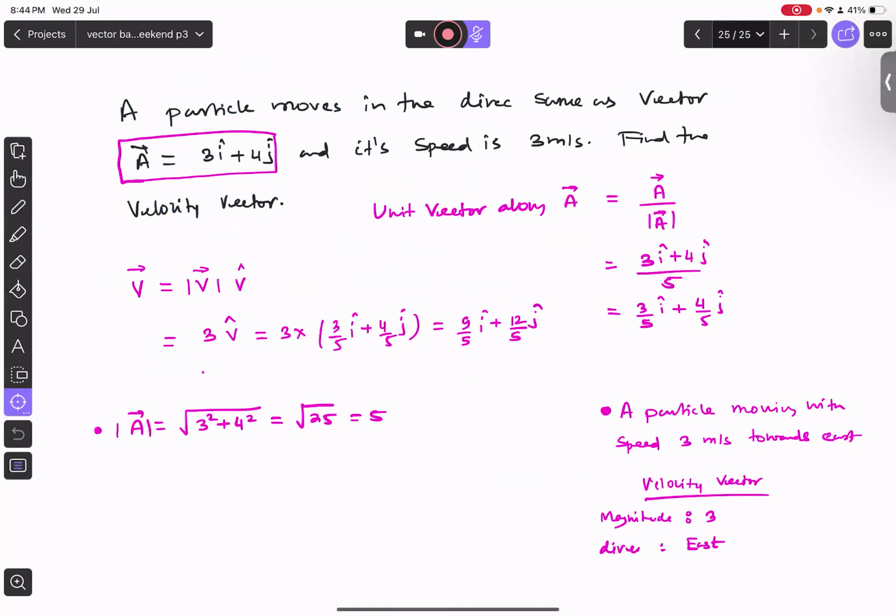Anyone having any doubts overall anywhere in vectors except cross product? Anyone? All of you understood now? Finding components, all of you got it. That is not an issue. Yes, sir. Okay then.